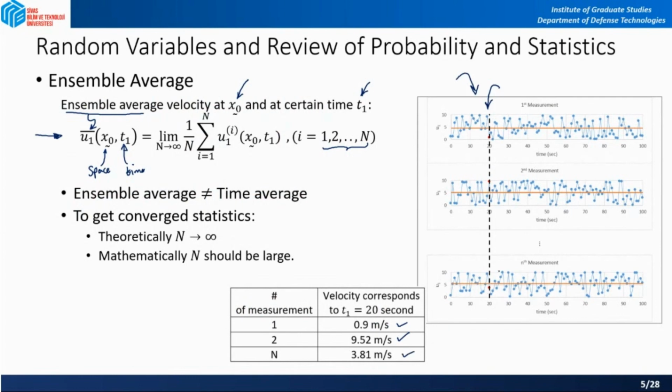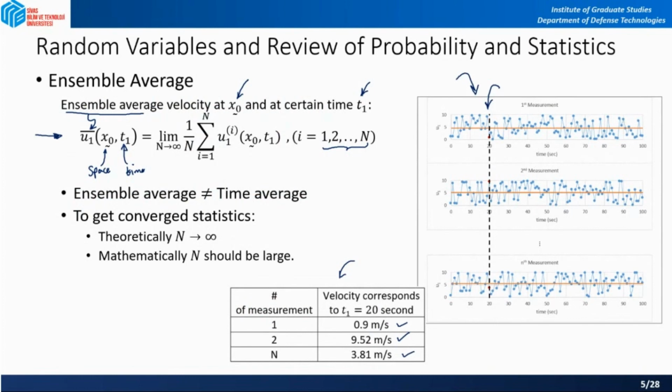So we select a certain time, t1 equal to 20 seconds. This is marked with a red dot. And for example, I got this table for n number of measurements. We get the mean value of all of these velocities, and it is our ensemble average at that point in the flow field and at that instant of time. So the average of all of these velocity numbers is called the ensemble average.